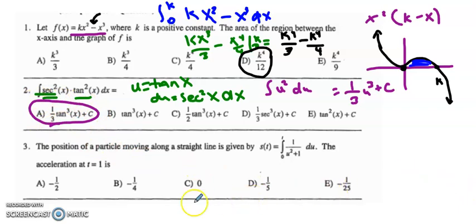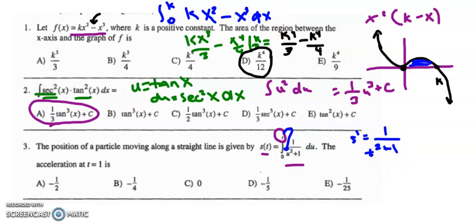And then the last problem is we have a particle moving along a straight line. It's given by this function, and they want to know acceleration at time equals 1. Well, this is position. This is an FTC Part 2 problem because I've got a variable in my upper limit of integration. So to get to s prime, which is velocity, I just have to plug t in for u. So I get 1 over t squared plus 1.